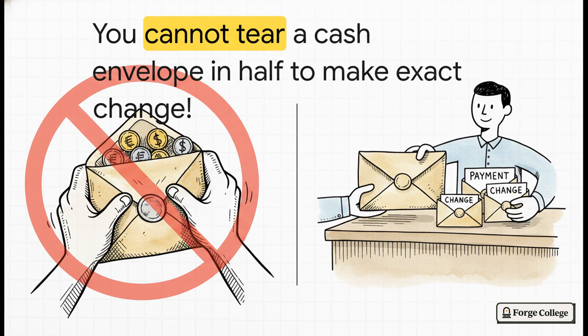You have to hand over the whole unopened envelope. The cashier opens it, takes what is owed to them, and then they have to put your remaining cash into a brand new envelope and hand it right back to you as your change.